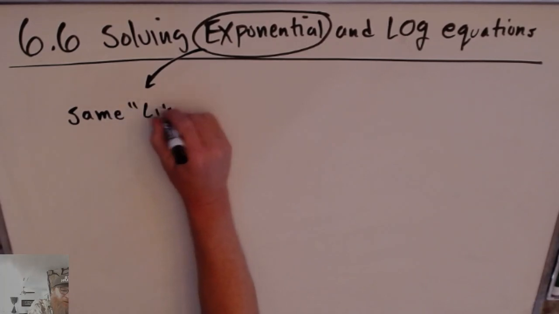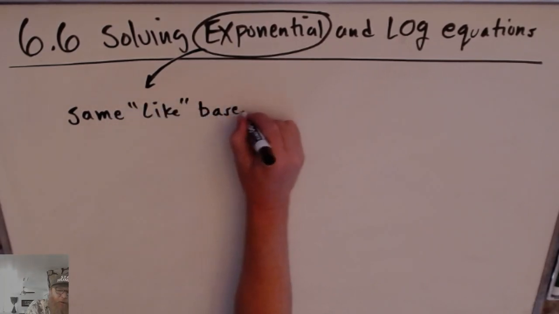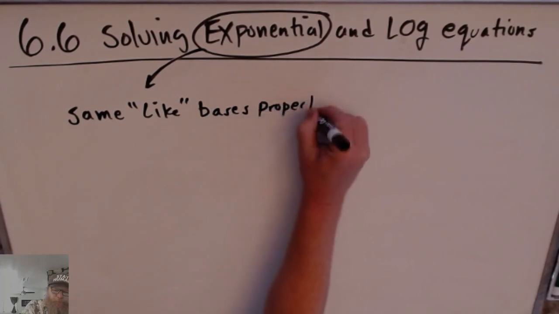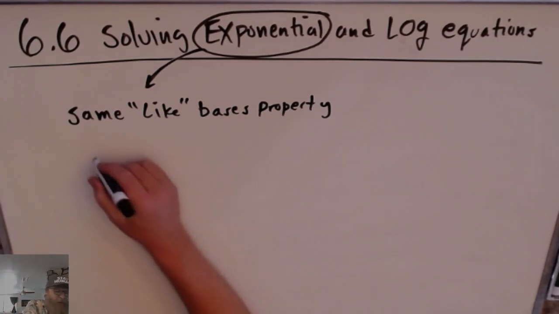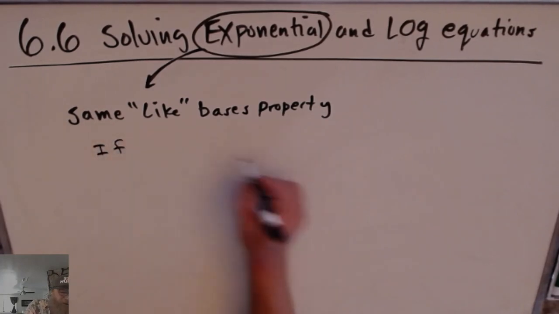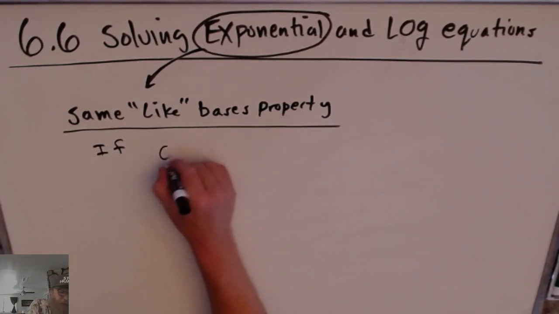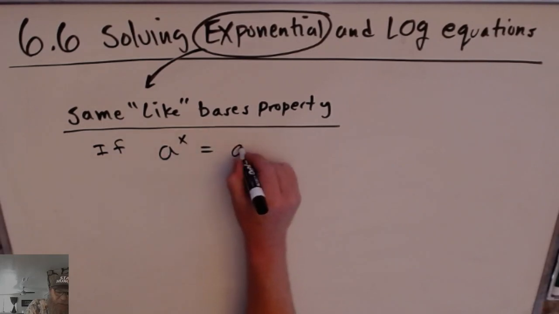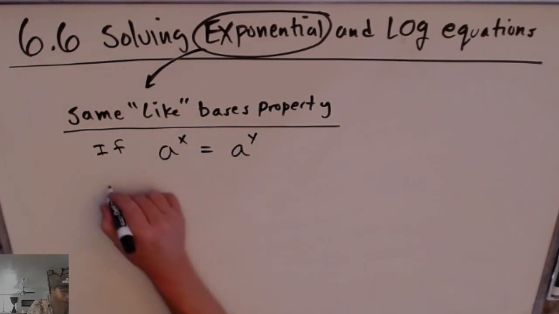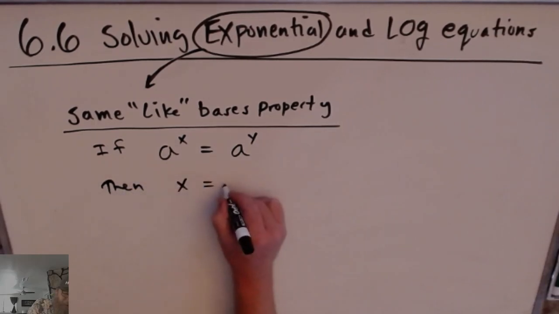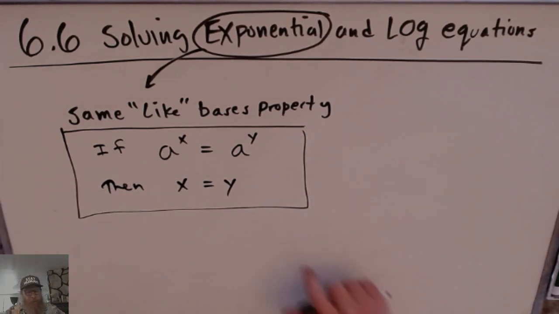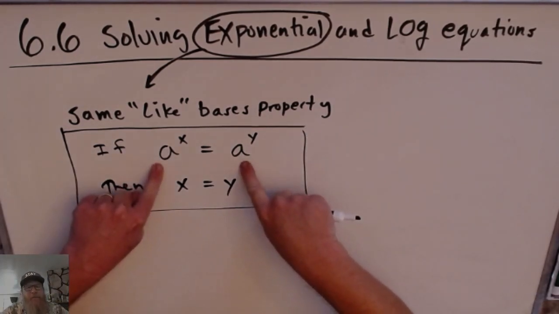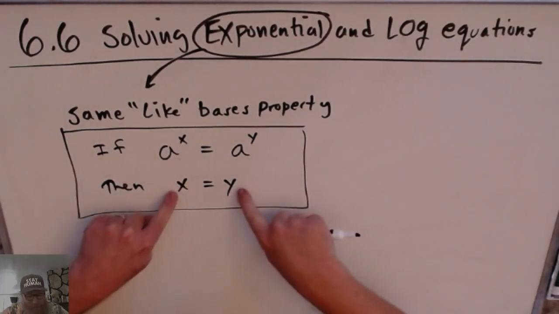And we have what's called the same or the like bases property. It's a property that's almost so obvious, I don't know if it even deserves a name or a number. But I'll go ahead and give it to you anyway. The same bases or the like bases property says that if a to the x is equal to a to the y, then x is equal to y. In other words, if both sides of the equation have the same base, then their exponents must be equal.